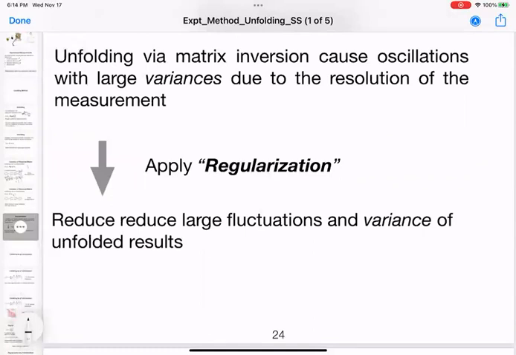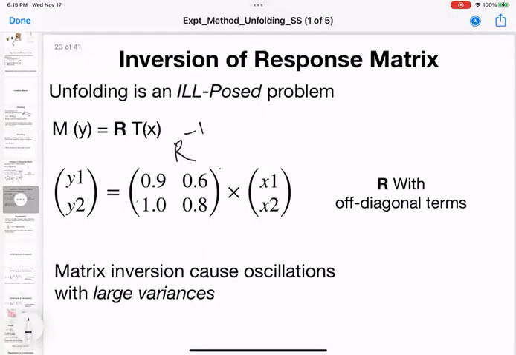So you can reduce these oscillations or the large variation. I didn't understand what you mean by large oscillations. What's the problem? Because we are inverting, so what is the problem? I didn't get it.